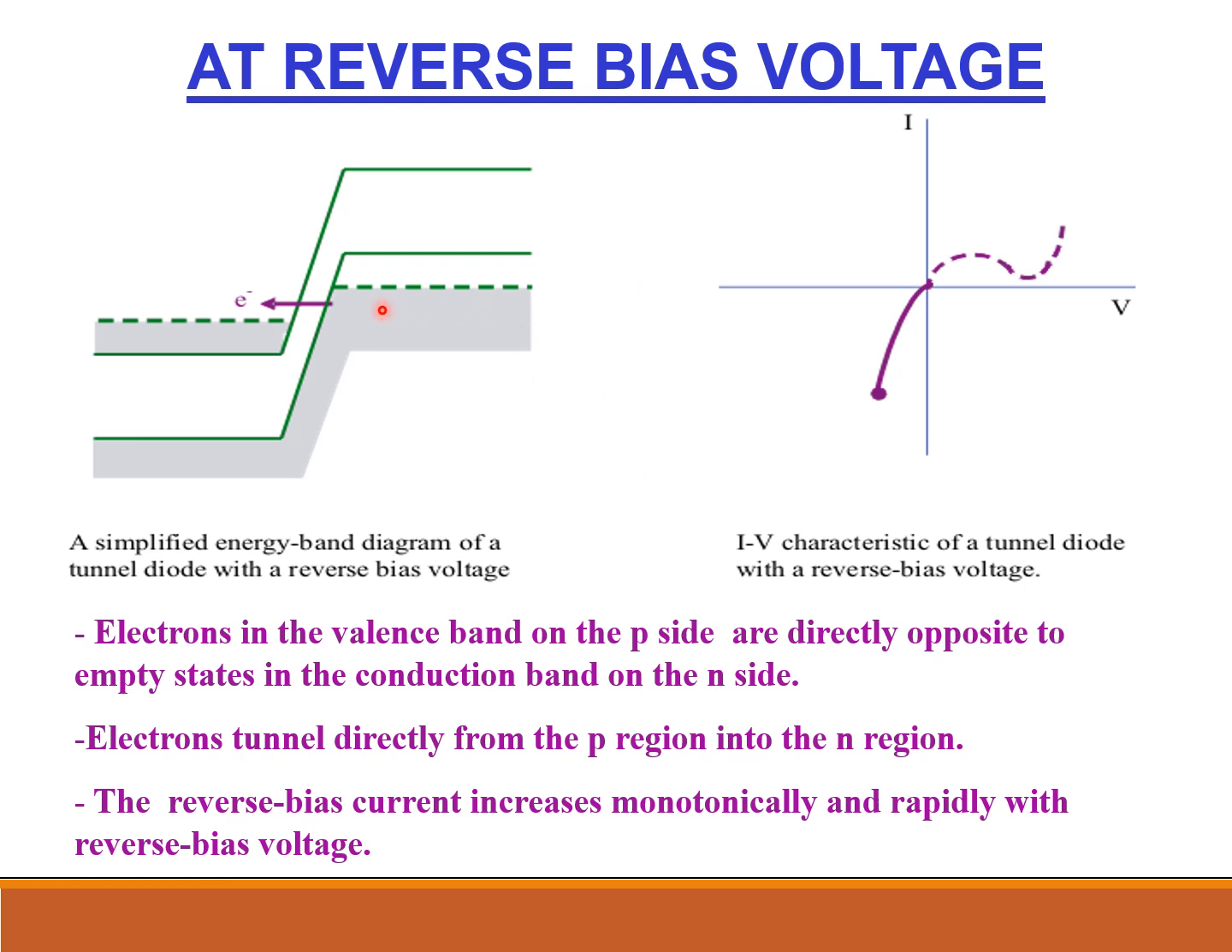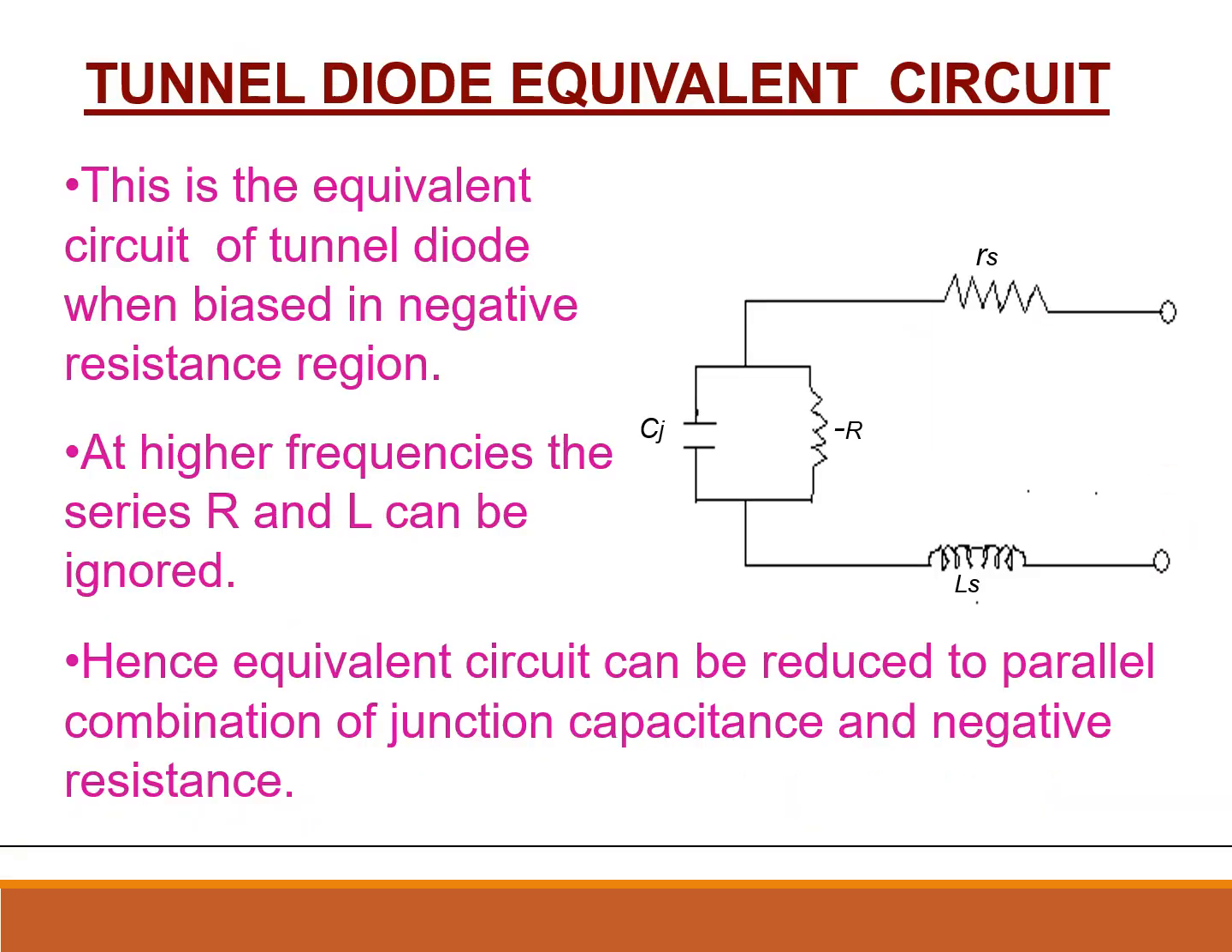During reverse bias, the electrons from the valence band start moving towards the conduction band. Electrons tunnel directly from the p region to the n region. The reverse bias current increases rapidly with the reverse bias voltage. So this is the tunnel diode diagram.